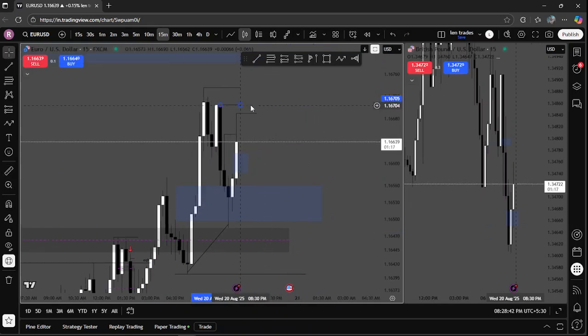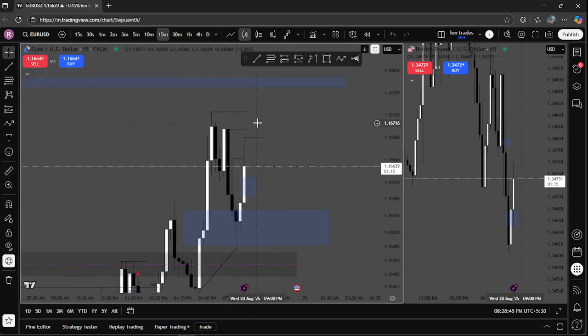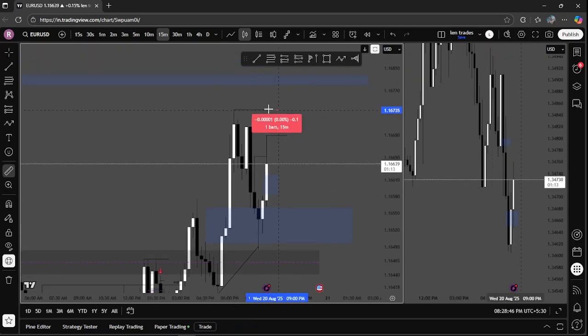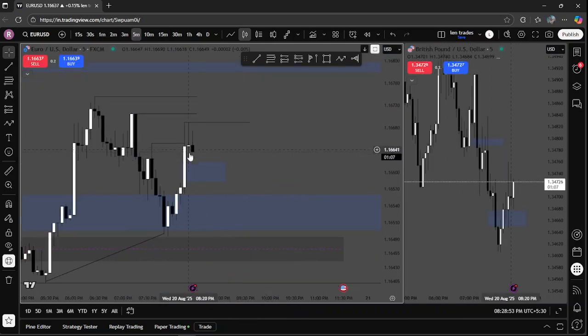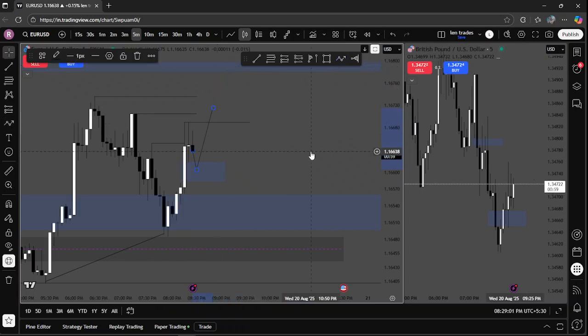How am I actually doing it? This is my all the way up external. This is the 1 hour break of structure. This is the 15-minute high. This is the 5 minute break of structure. That means respect this plus, right? Respect this plus and then continue if we do it.